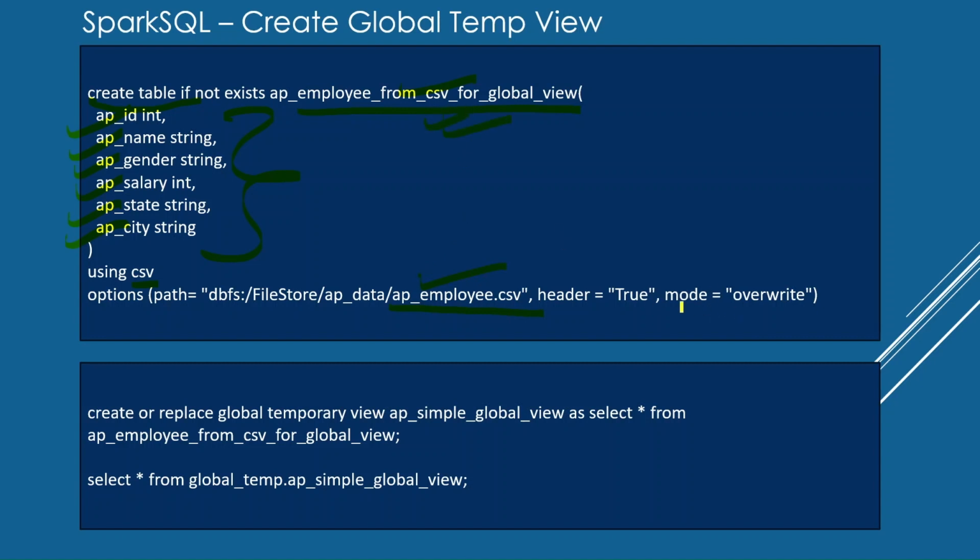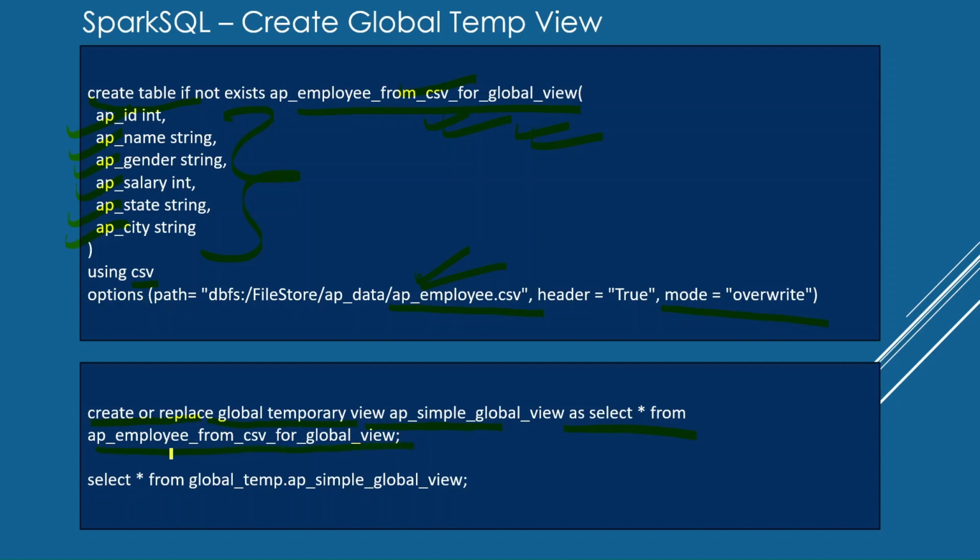The data which is present in the CSV will be available in this table. And how are we going to write it? We are going to write it with the help of an overwrite mode. It means each time this table is created, the data present in this CSV file will replace the data present in this table. Once this table gets created, we create a global view with the help of create or replace global temporary view. Here we are just giving a view name. We are going to create this view by taking all the data which is present in this table.